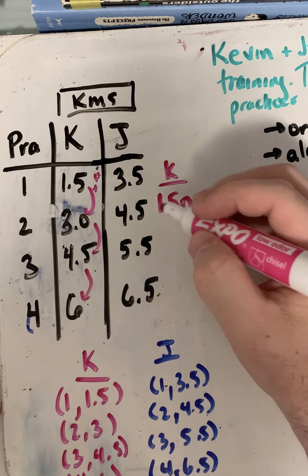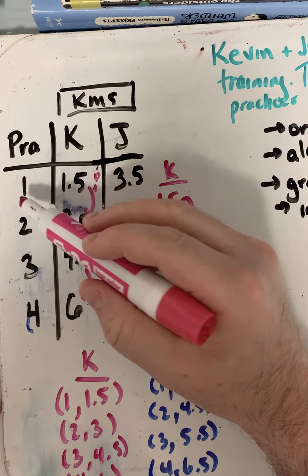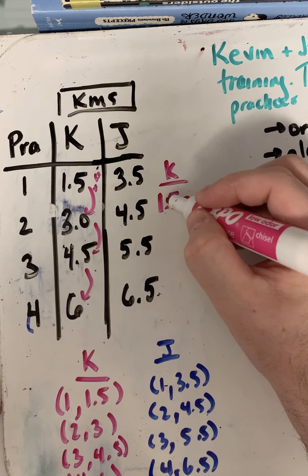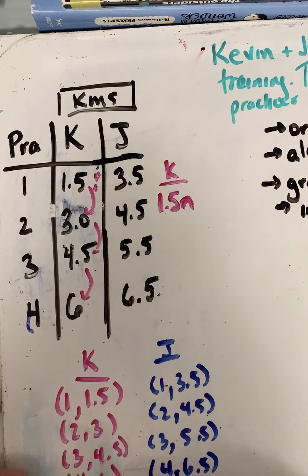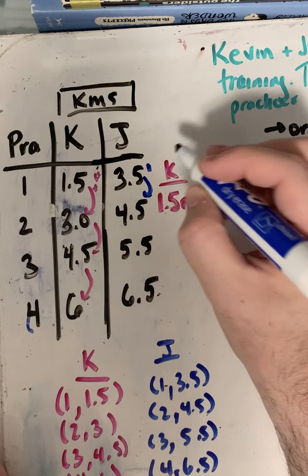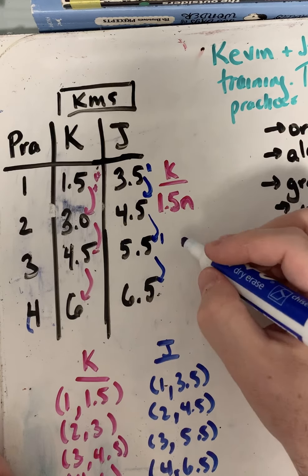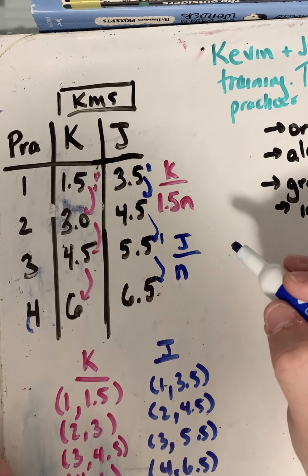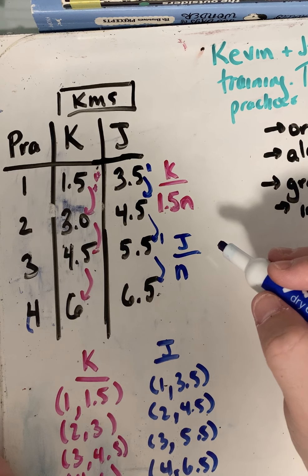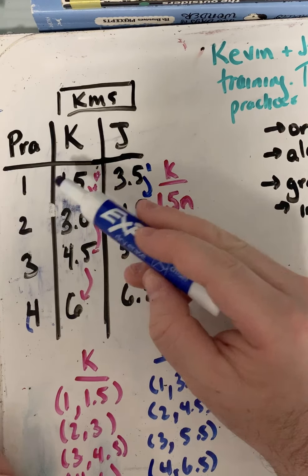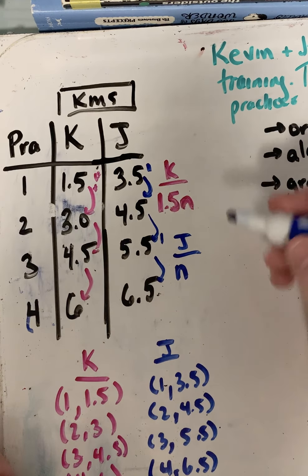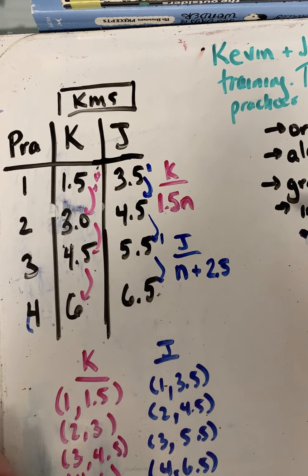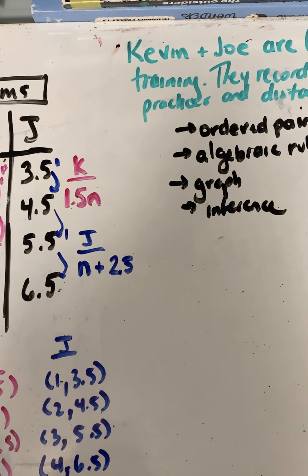Well, let's test this out. 1.5 times 1 is 1.5, which is what we need it to be. So Kevin's pattern rule is 1.5n. Great. Joe's pattern rule, let's see, Joe's goes up by 1, and then goes up by 1, and goes up by 1. So Joe is n, but Joe's going to be a little bit more complicated because Joe, if we do 1, does not equal 3.5. So we need n plus 2.5 is Joe's.